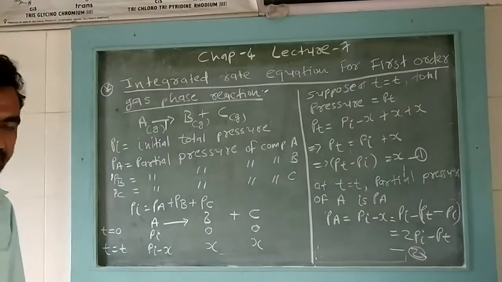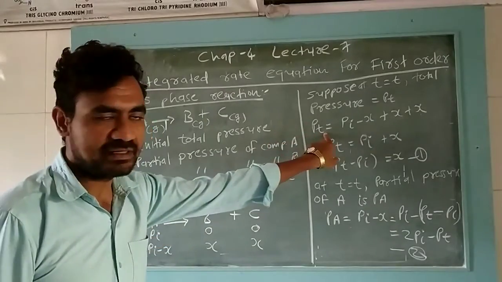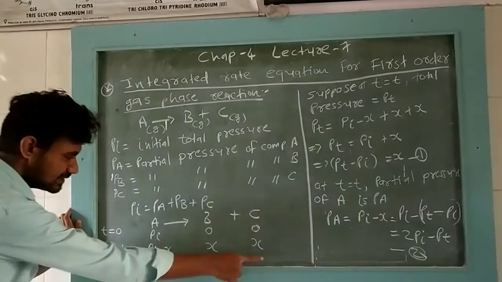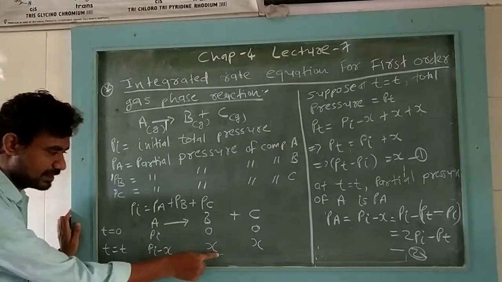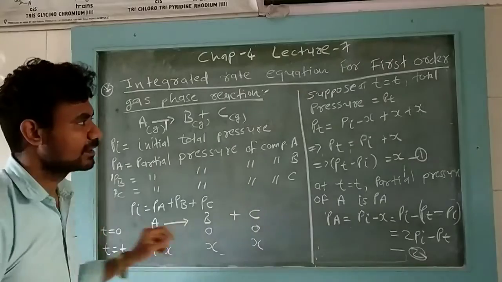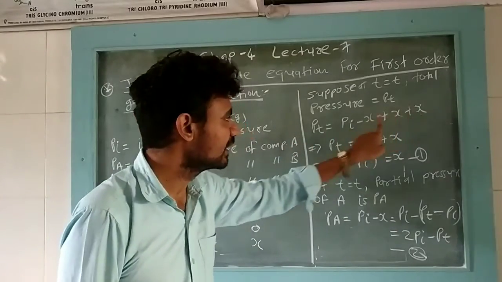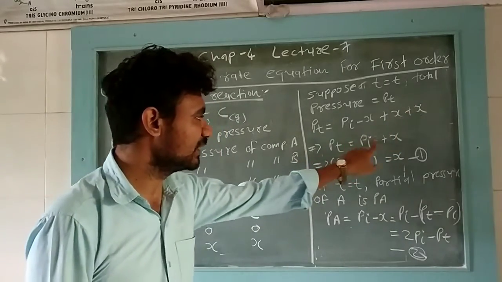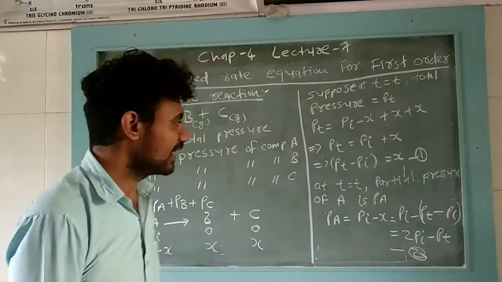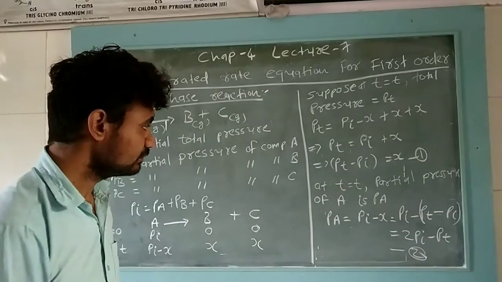Now by Dalton's law, again here I am applying Dalton's law. Pt is equal to the total of these three terms: Pi minus x plus x plus x. Minus x plus x will cancel out. So I will get Pt is equal to Pi plus x. So I can derive x is equal to Pt minus Pi.